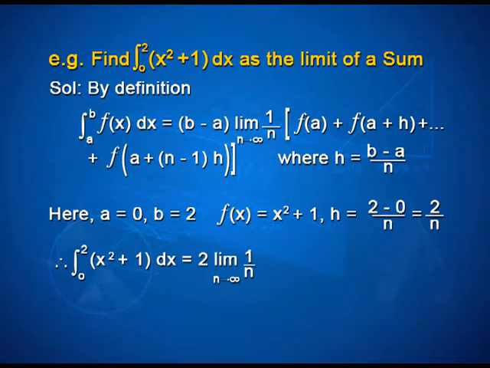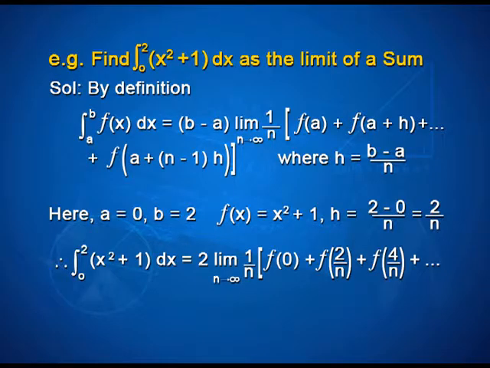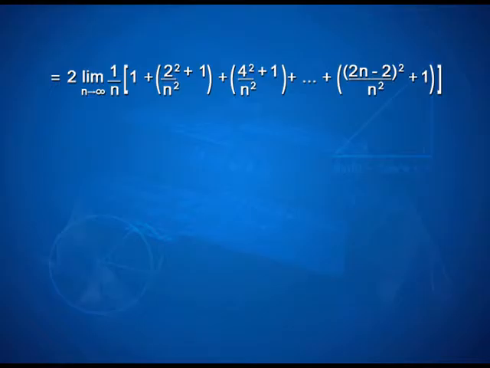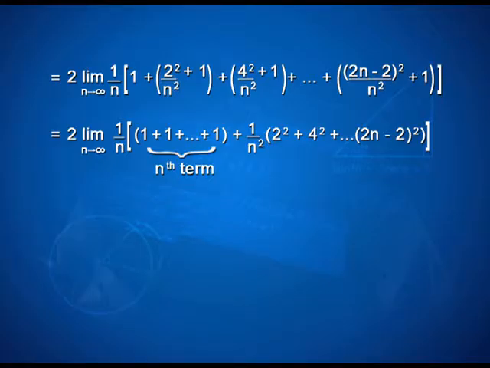Therefore, the integral 0 to 2 of (x square plus 1) dx is equal to 2 times limit n tends to infinity of 1/n times [f(0) + f(2/n) + f(4/n) and so on plus f(2(n - 1)/n)]. That can be simplified as 2 times limit n tends to infinity of 1/n times [1 + (2 square/n square + 1) + (4 square/n square + 1) + and so on plus ((2n - 2) square/n square + 1)]. And we get 2 times limit n tends to infinity of 1/n times [1 + 1 + 1 till n terms plus 1/n square times (2 square + 4 square and so on plus (2n - 2) square)].